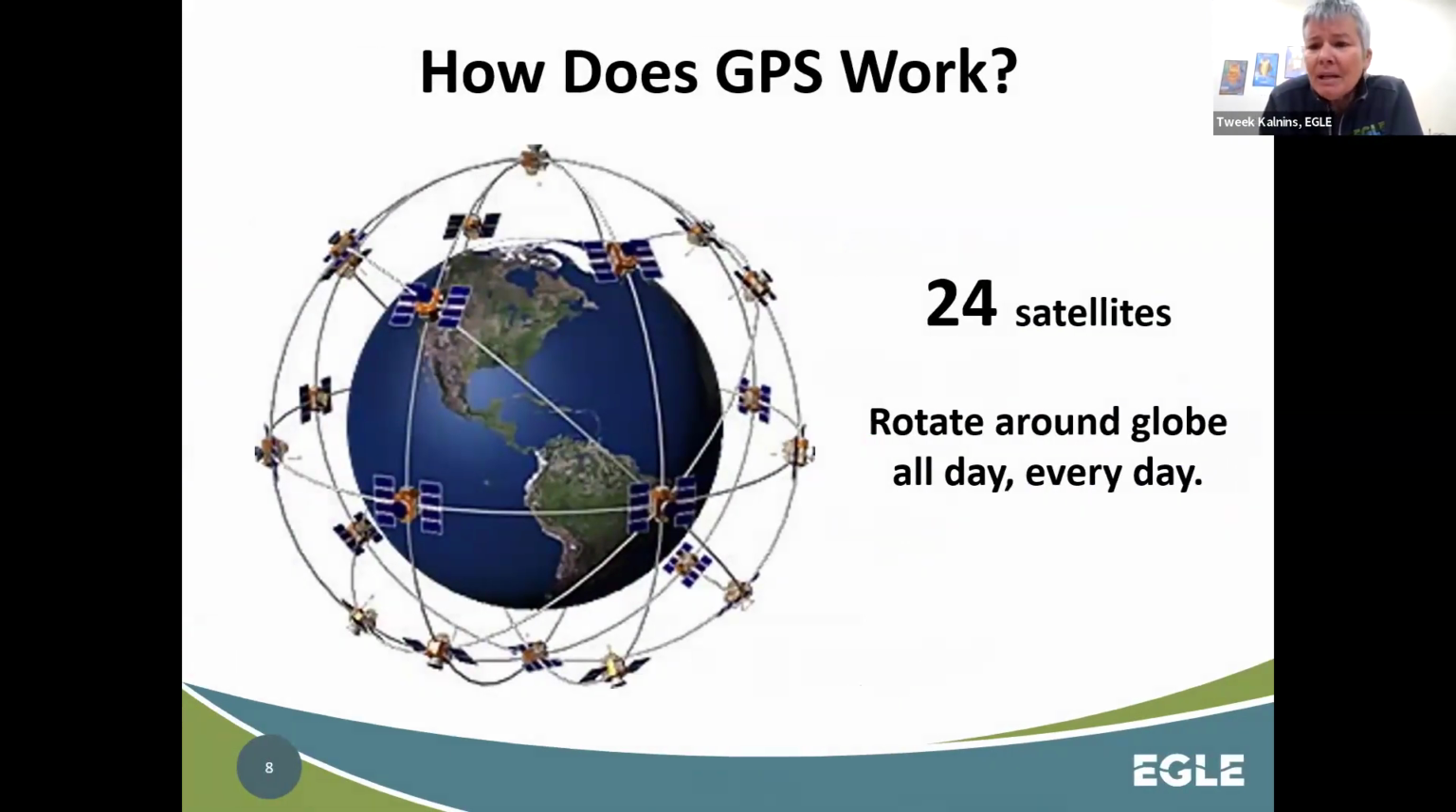So how does GPS work? Just super simple. There's satellites. There's a couple dozen satellites that revolve around the globe all day long, every day. And with your GPS unit, your phone, you can go ahead and get readings off of those satellites, and it tells you exactly where you're at on the globe, the latitude and the longitude. So that's just a very simplified explanation.